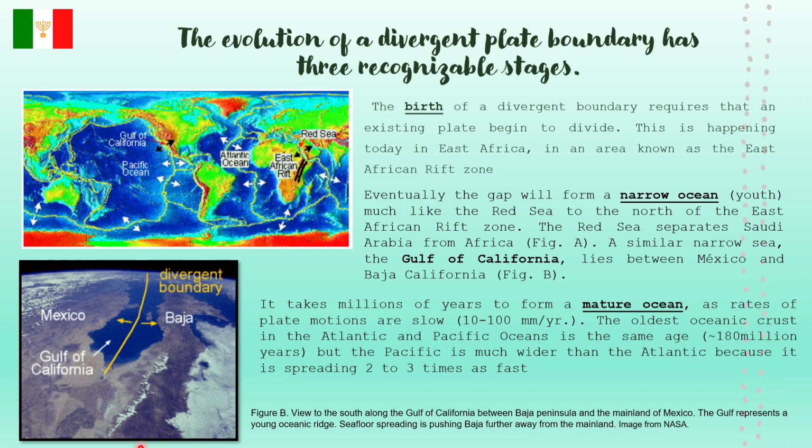So the last stage is to form a mature ocean. And it takes millions of years to form it. As the rate of the plate motions are slow, from 10 to 100 mm per year, at ang pinakamatandang oceanic crust ay nasa Atlantic and Pacific Oceans. And same age ito, of 180 million years. But the Pacific is much wider than the Atlantic because it is spreading 2 to 3 times as fast.